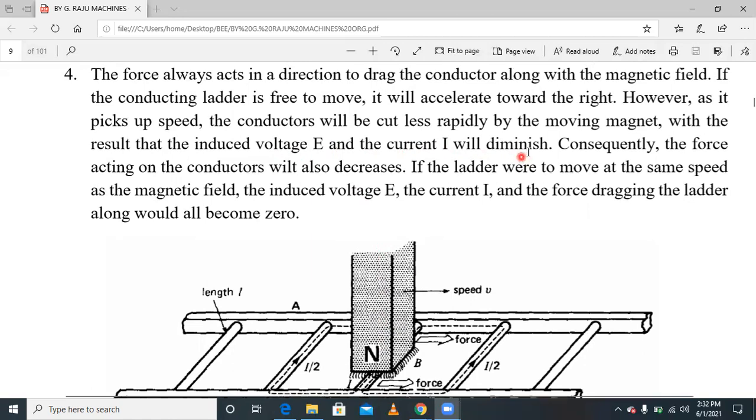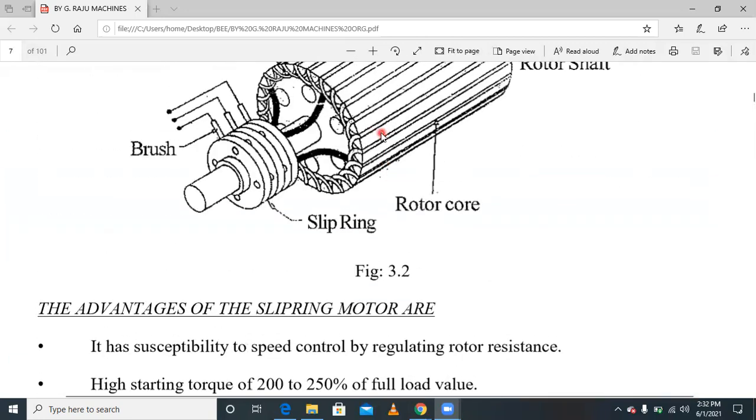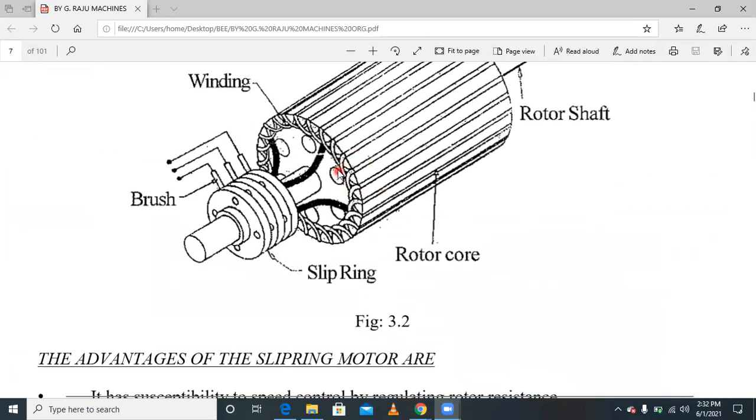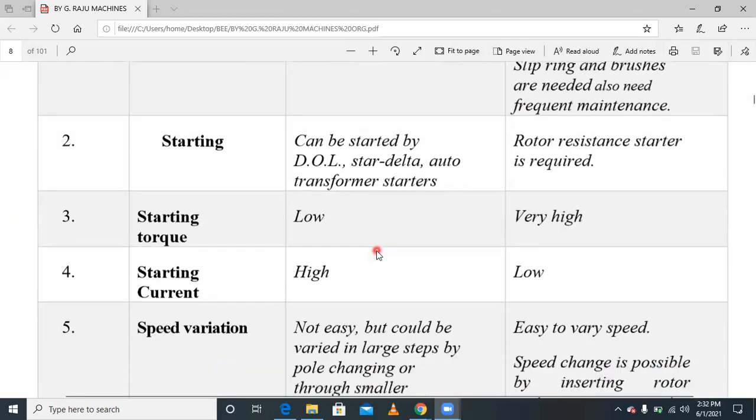When the rotor is rotating near to the synchronous speed, that is, near to the stator rotating magnetic field, what happens? The EMF induced in this winding is less, and the current is also less. Okay, understood. That is for the slip ring induction motor.